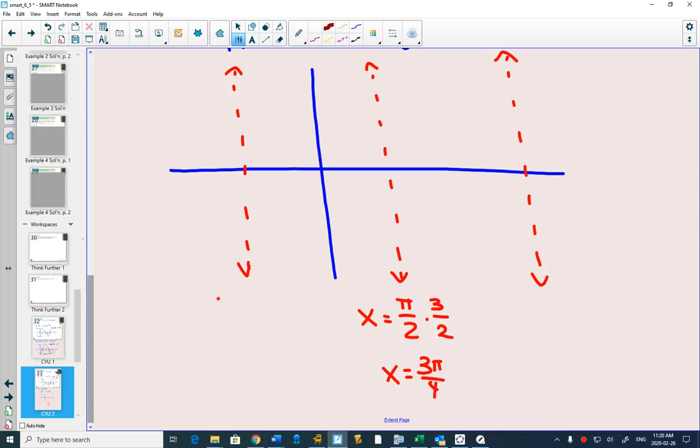Same thing with the one at negative pi over 2. When I multiply by 3 over 2, it's going to become negative 3 pi over 4. The next one would become positive 9 pi over 4. What's the shape of our tan graph?